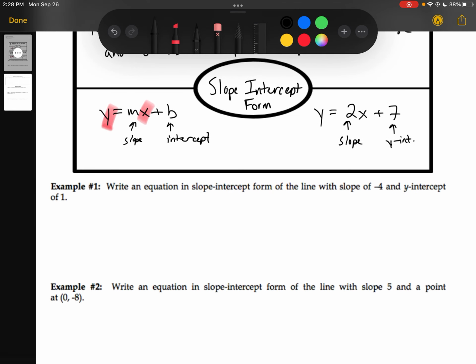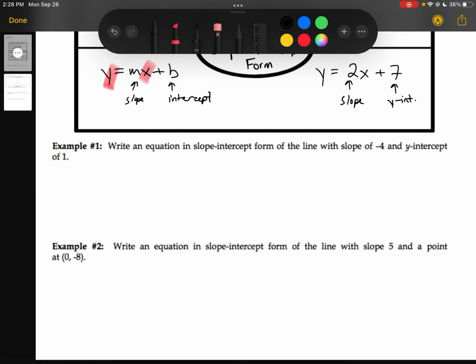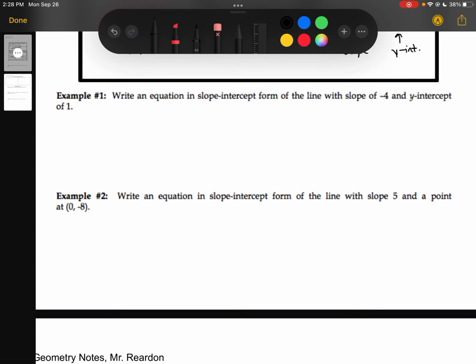So what we're going to take a look at today is writing some equations based off of things that we're given, pieces that we have, pieces that we don't have. So write an equation in slope-intercept form of a line with a slope of -4, so m equals -4, and a y-intercept of 1, so that would be a b value of 1. Because remember, m is slope and b is y-intercept.